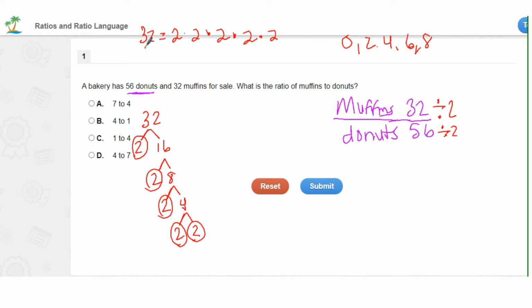Now I want to do the prime factorization for 56. So 56 is equivalent to 8 times 7. 7 is prime because the only whole number factors are 1 and itself.